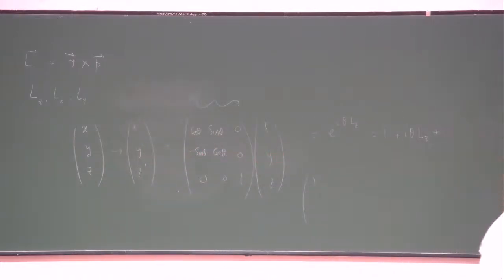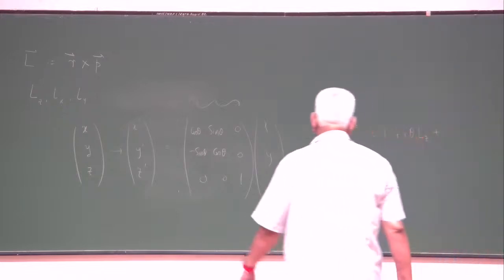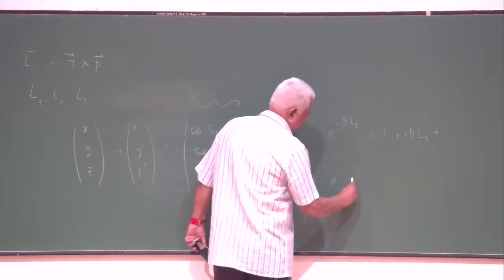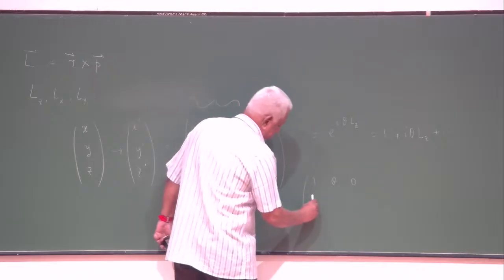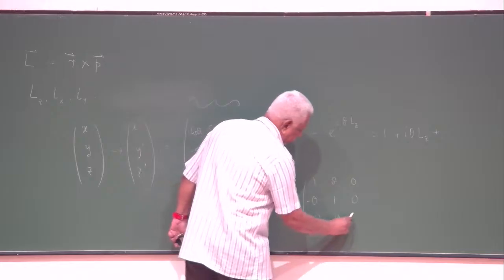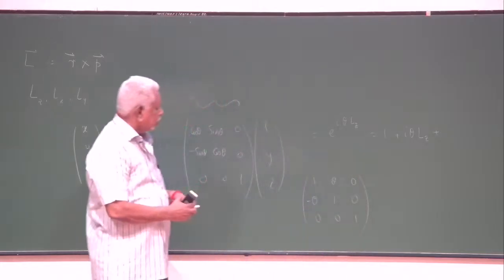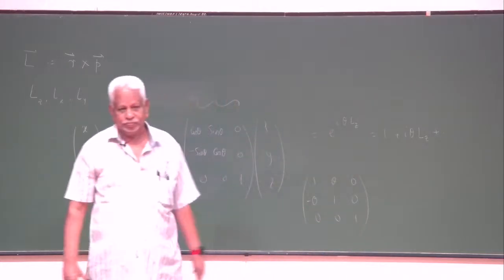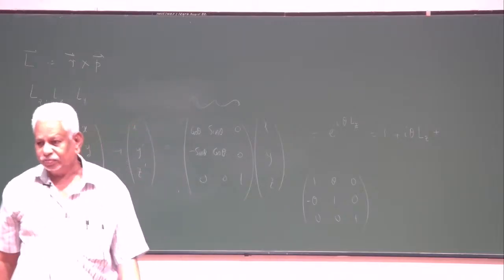Theta equal to 0 is the identity. I am not making any transformation. But I want to make a small, infinitesimal transformation. So, I should keep theta but only to the order theta. I should drop theta square and theta cube, etc. So, what is it? It is equal to theta. This is theta, this is 0, and this is minus theta, this is 1, 0, 0, 0, 1. That is what the first term is going to be.